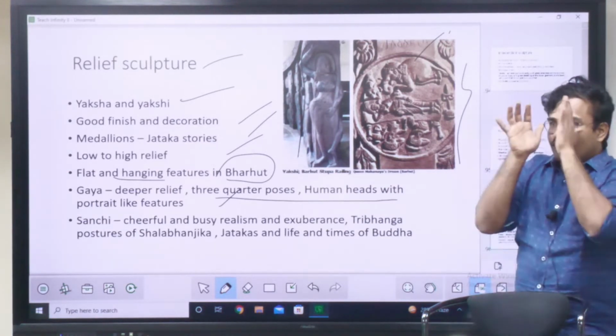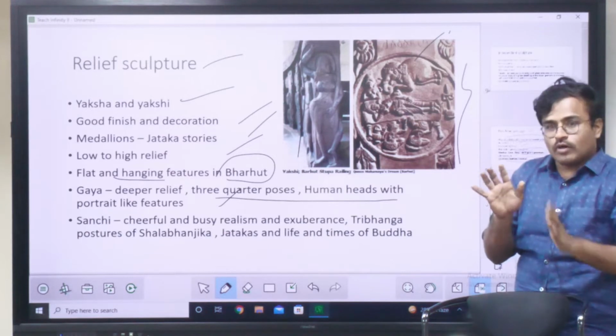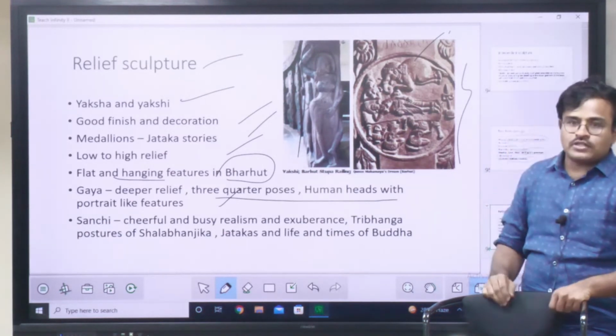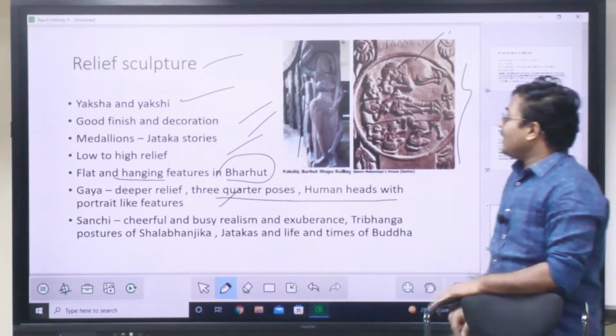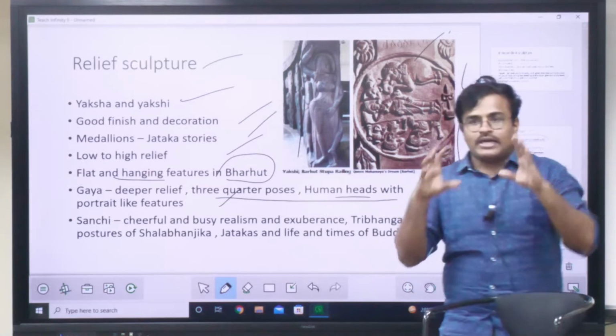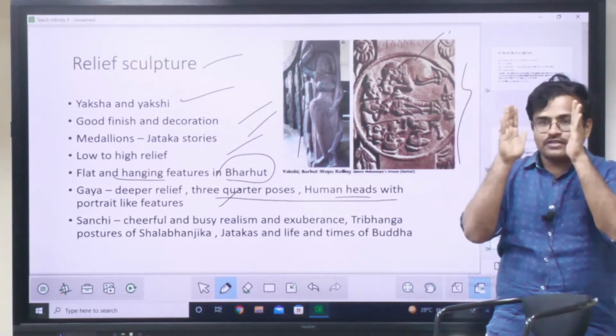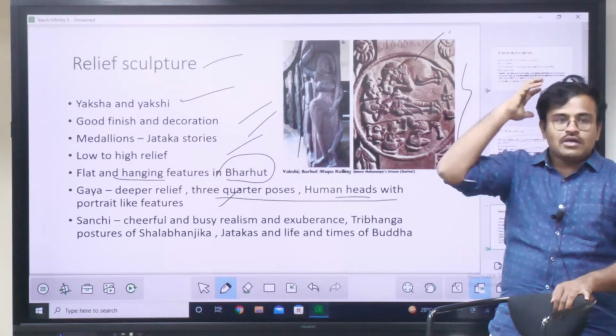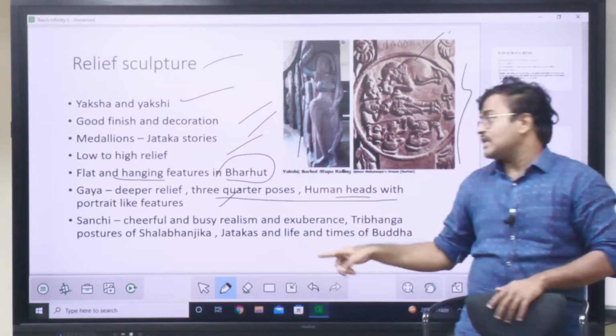Because depicting the full face is also a very important art form that is not developed here. That is the reason why they typically adopted this 3/4 pose. Then portrait-like features. It means that some medallions have this face. Only the face is depicted in the medallion. Different kinds of hairstyles, different kinds of headdress, all of these are depicted.